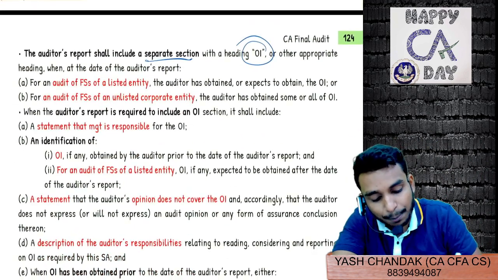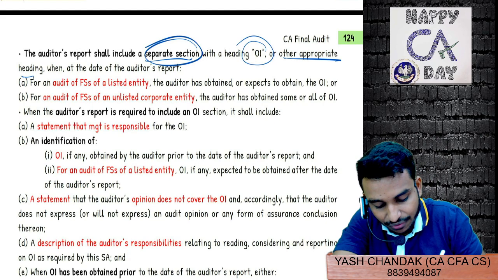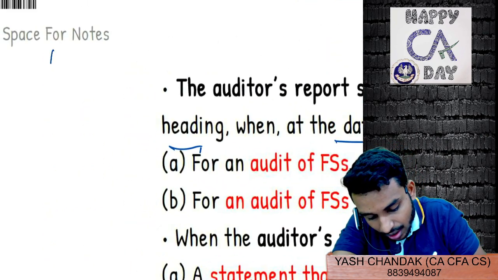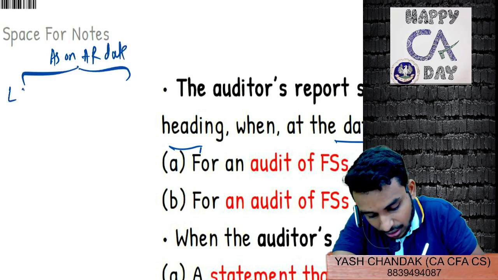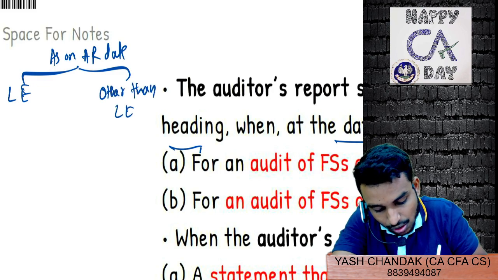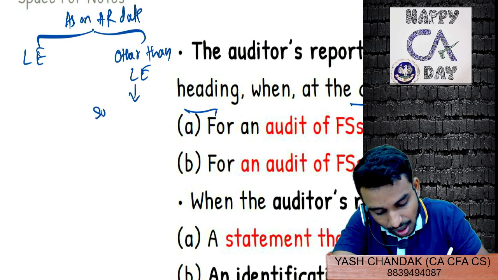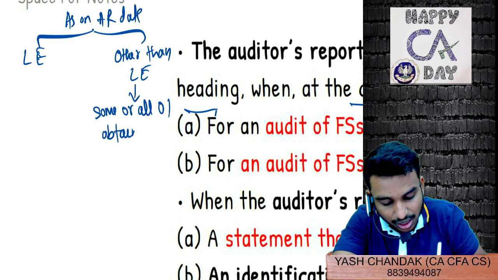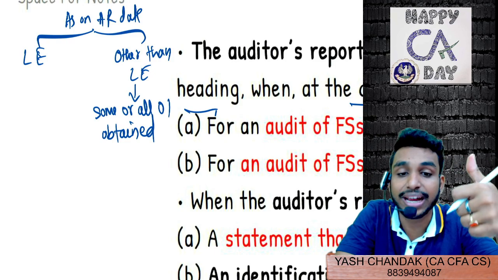So you'll have to include a separate section with the heading other information, or other appropriate heading, as on the date of auditor's report. You'll have to see in the case of listed entity and in the case of other than listed entity. So in the case of other than listed entity, you'll have to say some or all OI has been obtained. So even if you miss certain OI, that is also fine.